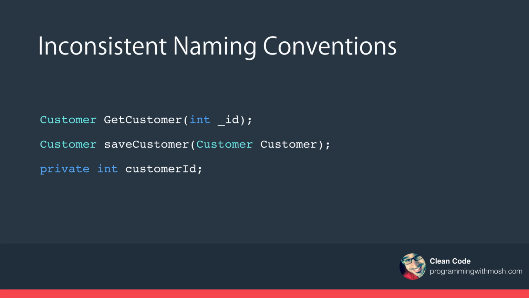Look at the parameters of these methods. The first one uses an underline. The second one doesn't. And look at the third example. We have a private field called customer ID, but there is no underline there. What is going on here? Well, let's see the standard naming convention in .NET Framework.